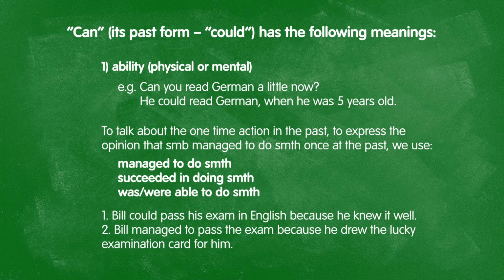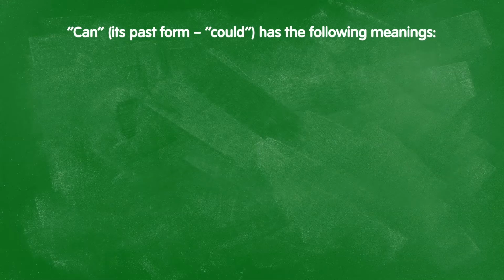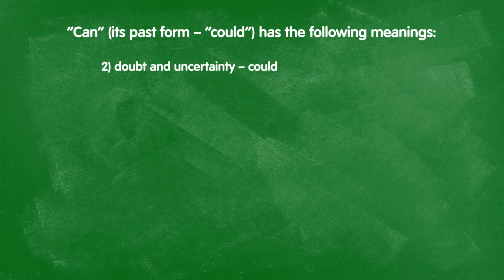What we should say is Bill managed to pass his exam in English because he knew it well. Again, because he only took one exam, we use managed to and not could. Also, if we're expressing doubt and uncertainty, we also use the word could.